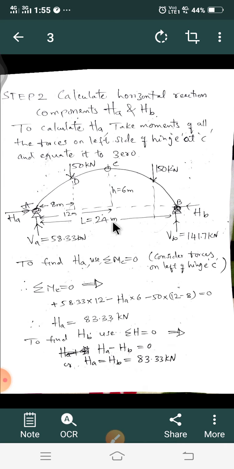The left side of C will have three forces. One is 50, one more is HA, one more is VA. Now we have to take moments of all the three forces about the point C. So let us do that. We can see here sigma MC equal to 0. Consider the forces on the left side of the hinge C like this.